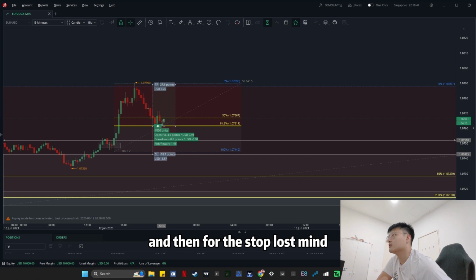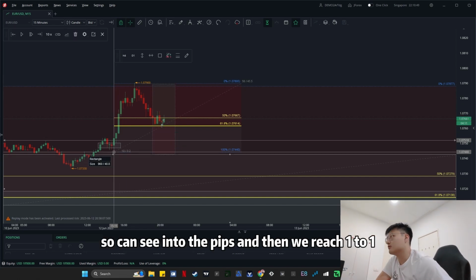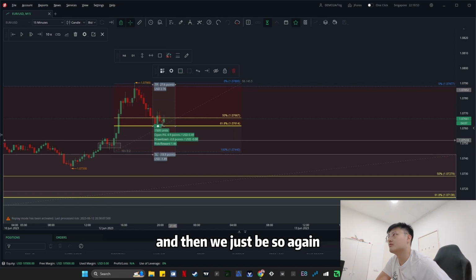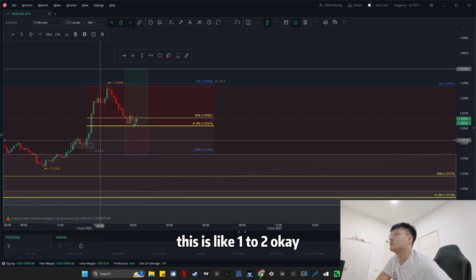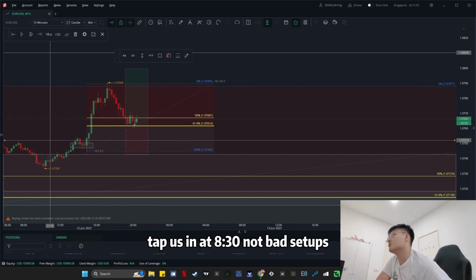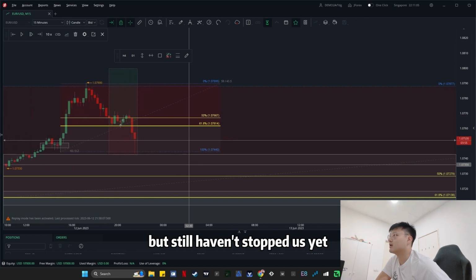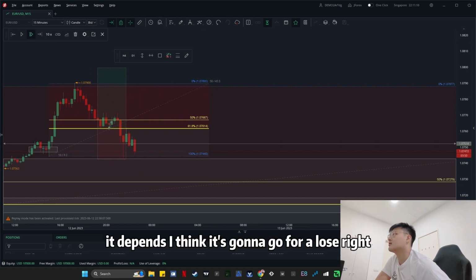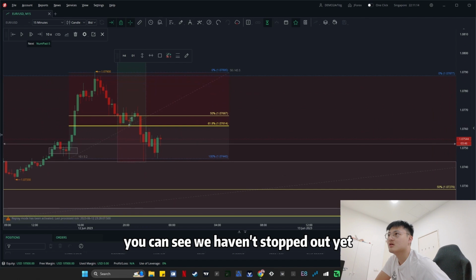And for the stop loss on buys, I try my best to keep it within 20 pips. So you can see 20 pips, and then we reach 1 to 1, and then we just move to breakeven. So again, this is like 1 to 2. Okay, it taps us in at 8:30. It's not a bad setup, but still hasn't stopped us out yet. But it depends, I think it's going to go for a loss, right? You can see we haven't stopped out yet.